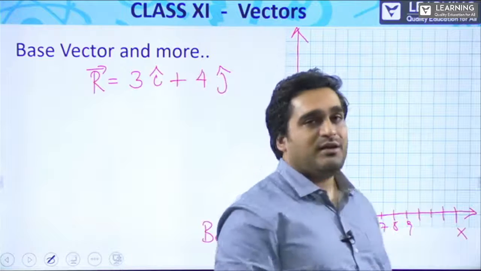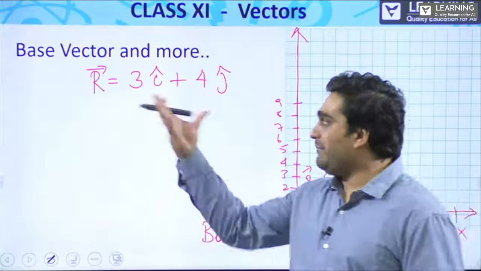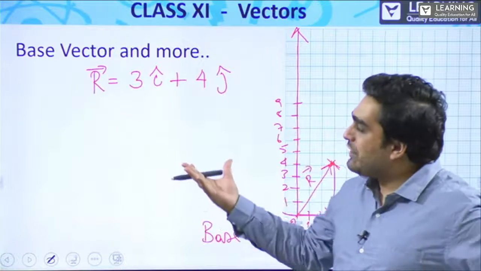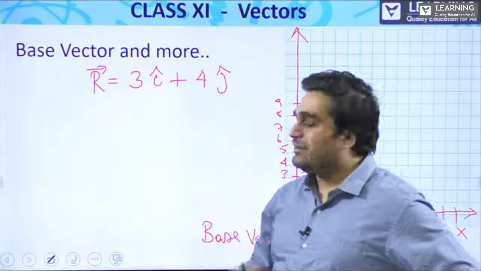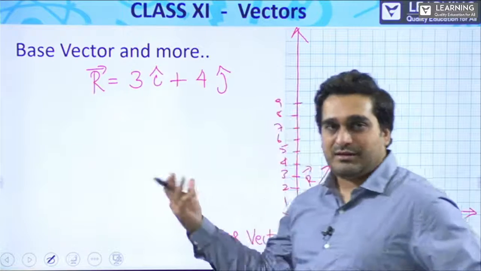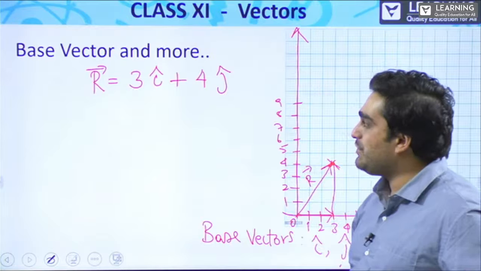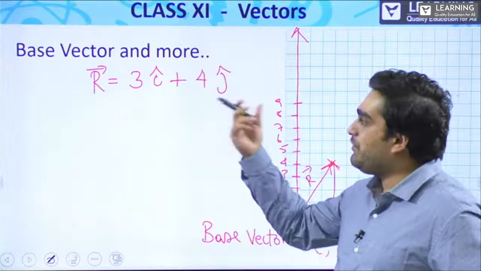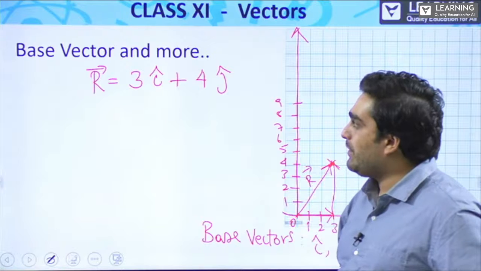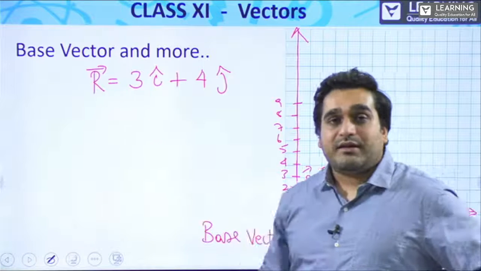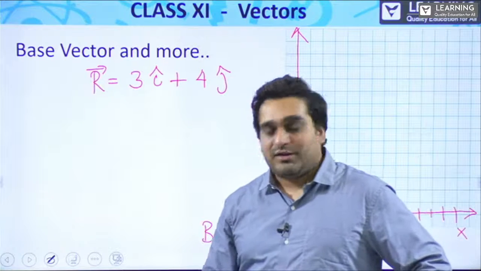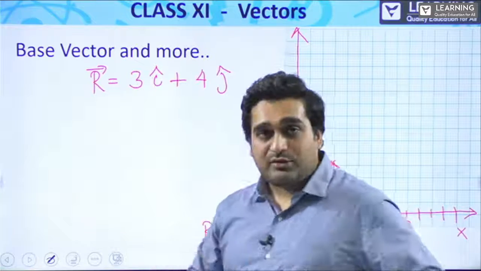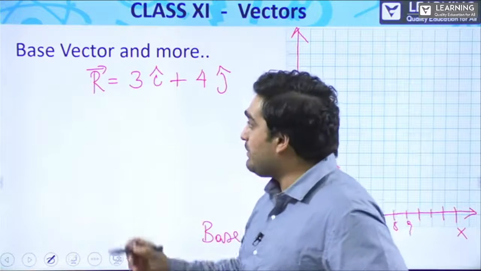This is a formal definition of a vector, which you could call a Euclidean definition of a vector, where the R vector equals 3i cap plus 4j cap. How can I calculate the magnitude and direction? Not to worry. I'll show you how to calculate the magnitude and direction.